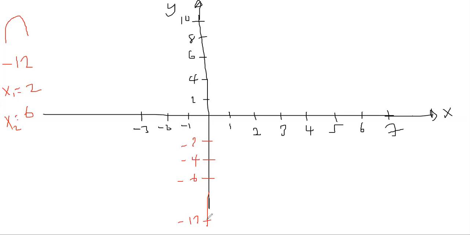We know that this point is important because it's the intercept, where it cuts the vertical axis, remember? We also know that there is another point, x2, like here, this is important.